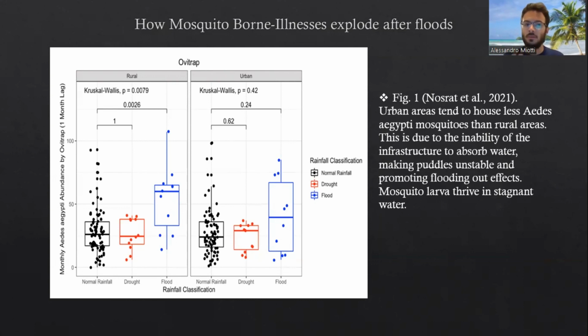And this is because rural areas can actually absorb water after flooding, creating these stagnant, stable pools where these mosquitoes can lay their eggs and increase mosquito populations. Urban areas can't really do this because, due to the concrete or other infrastructure, the water cannot be fully absorbed and create small pools where these mosquitoes can lay their eggs. So this water is ever flowing and these flooding out effects happen. The water is always moving, possibly killing the mosquito larvae.